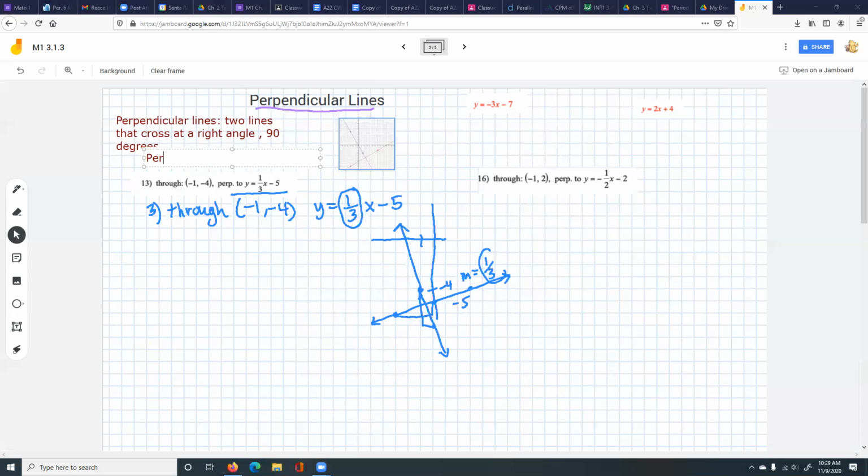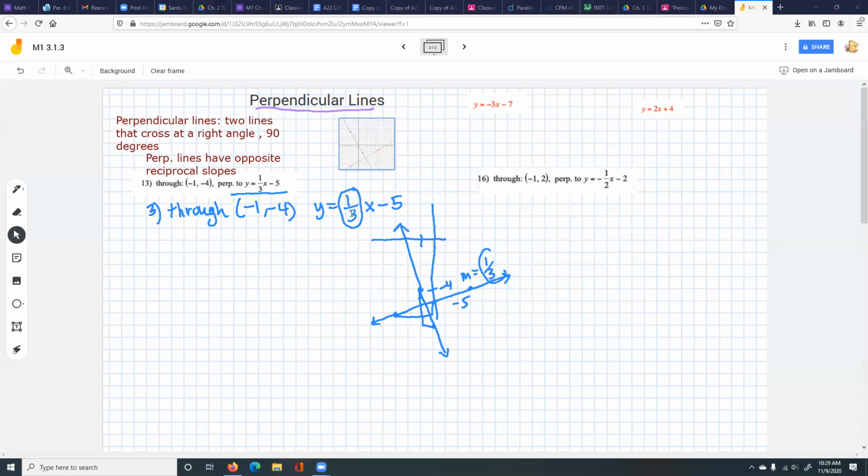Perpendicular lines have opposite reciprocal slopes. Opposite reciprocal slopes. Okay, we're going to write that down. Perpendicular lines have opposite reciprocal slopes. Sorry, I can't type in the morning. I really can't spell. I'm usually a good speller. Okay, perpendicular lines have opposite reciprocal slopes.